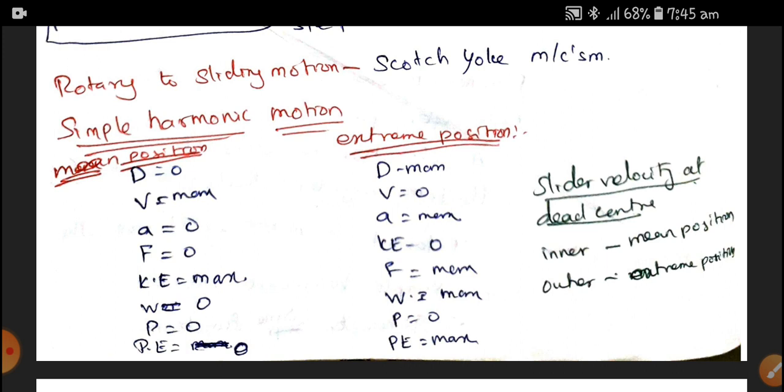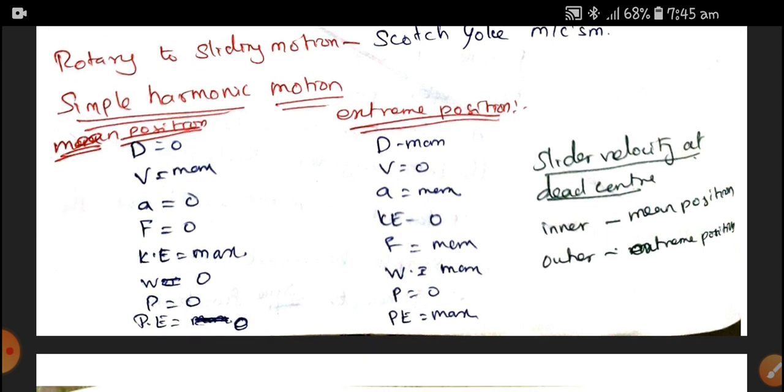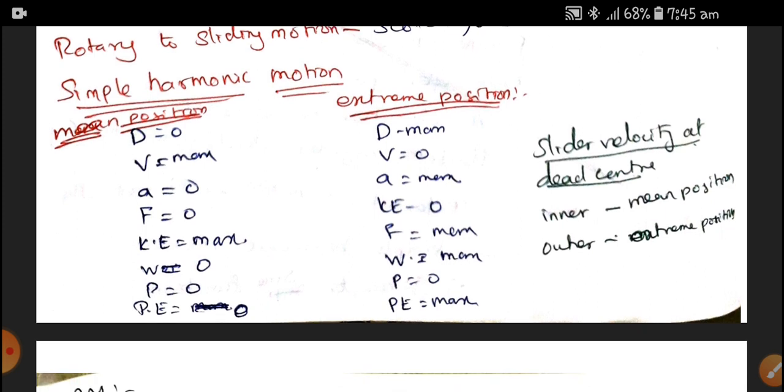at the mean position, the innermost point, displacement is 0 and velocity is maximum, acceleration is 0 and force is 0, kinetic energy is maximum, work done is 0, potential energy is 0 and power is 0. Whereas in the extreme position, displacement is maximum, velocity becomes 0, acceleration is maximum, kinetic energy is 0, force is maximum, work done is maximum, power is 0 and potential energy is maximum. This you have to understand.